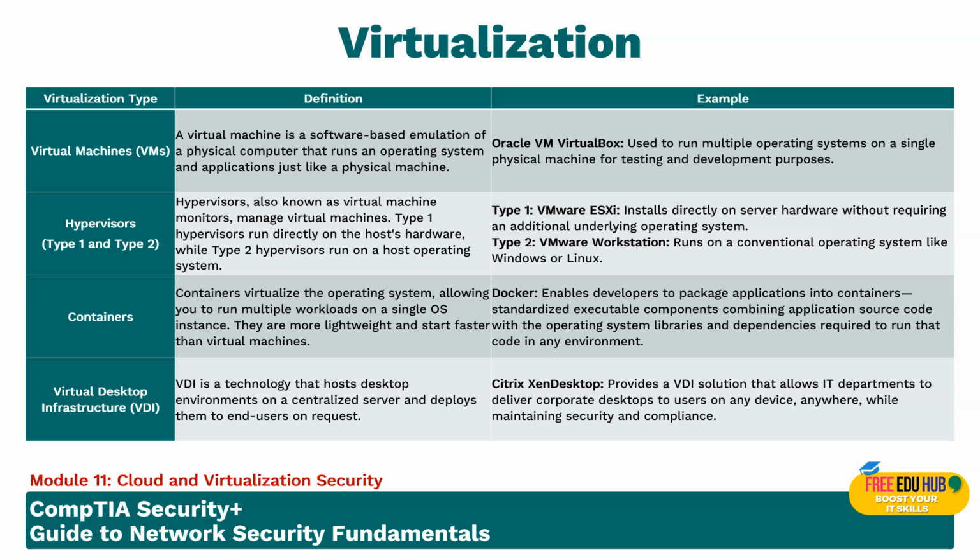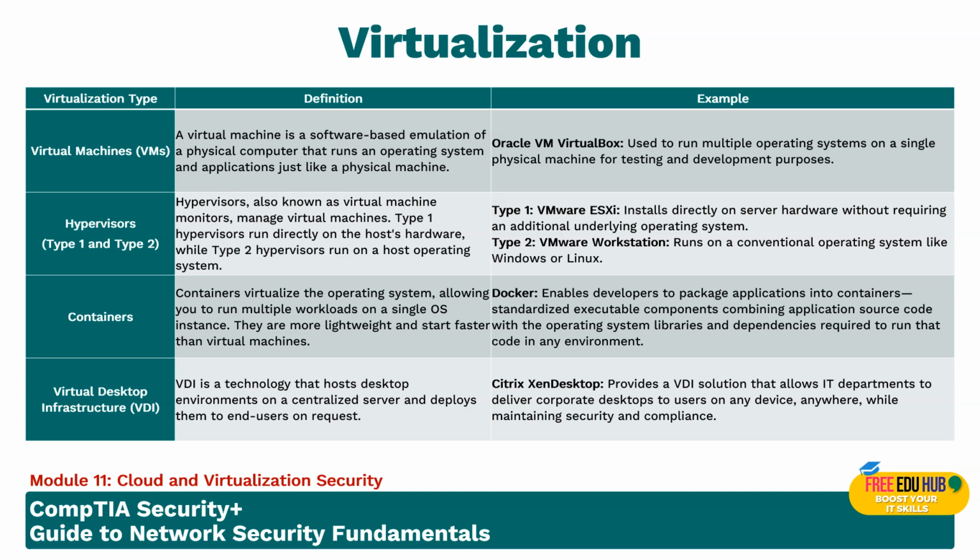Whereas type 2 hypervisors are the kind of example we gave earlier, like VMware Workstation, etc., on which we'll install a software, and using that software we'll run the virtual machines. So type 1 is VMware ESXi, installed directly on the server hardware without requiring any additional or underlying operating system, whereas type 2, VMware Workstation, runs conveniently on the operating system like Windows and Linux, etc.